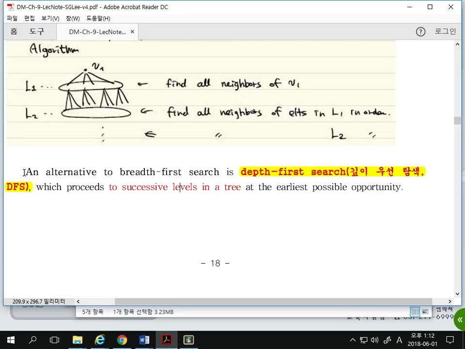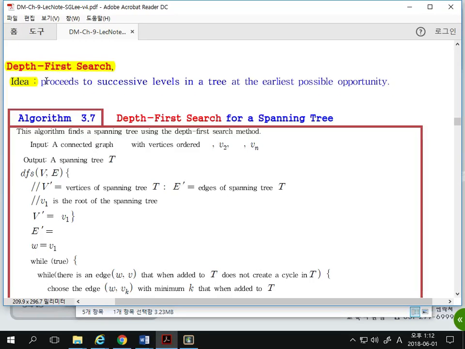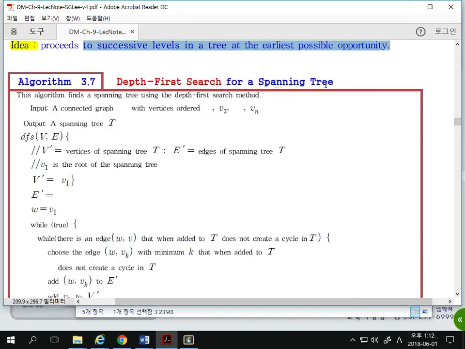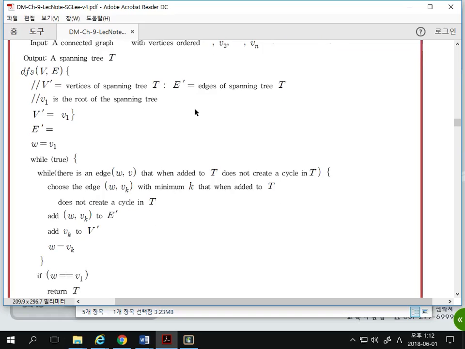And the alternative to breadth first search is the depth first search, 깊이 우선 탐색, DFS, which proceeds to successive levels in a tree at the earliest possible opportunity. Depth first search. The idea of depth first search is to proceed to successive levels in a tree at the earliest possible opportunities. This is the algorithm for finding a spanning tree with depth first search.